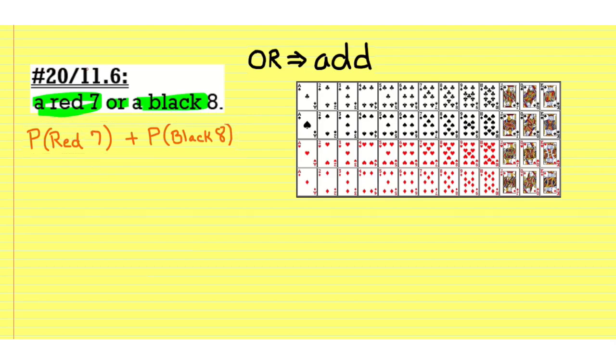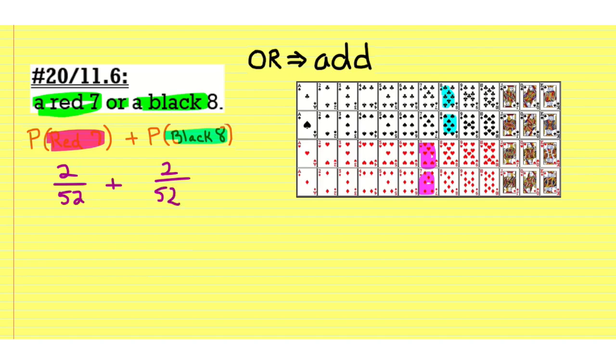So how many red 7s do I have? I have a red 7 here and a red 7 here. So that means that I actually have 2 red 7s out of a deck of cards that contains 52 cards, plus how many black 8s do I have? Let's see, black 8s, I've got one right there and one right there. So I also have 2 of these cards. So 2 out of a deck of 52 cards.